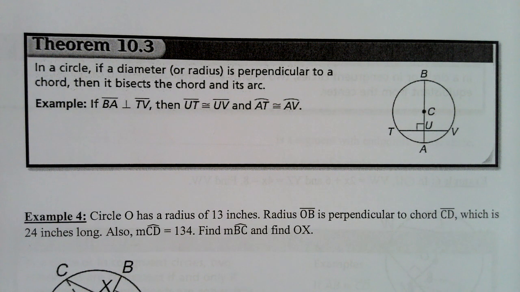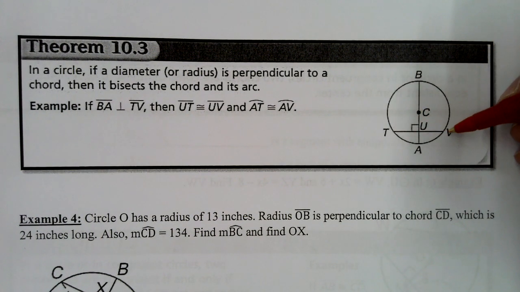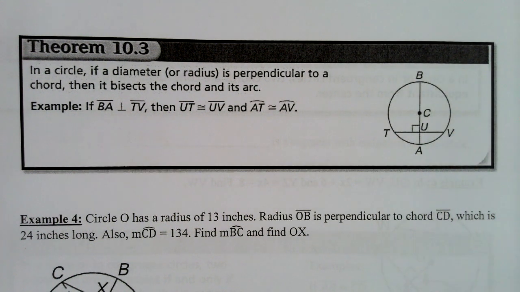So since the diameter and or the radius is perpendicular to chord TV, then it means it bisects the chord and its arc. So it means that TU is congruent to UV. Okay? And it means that arc TA is congruent to arc AV by extension.